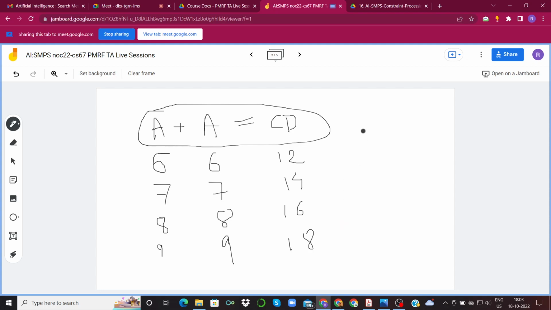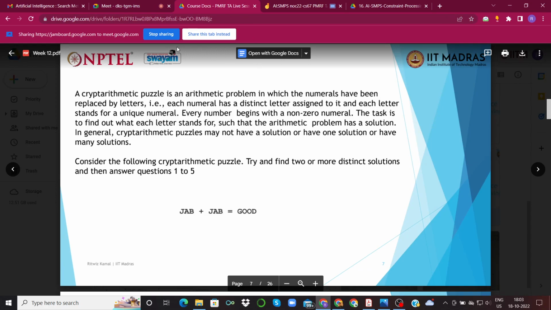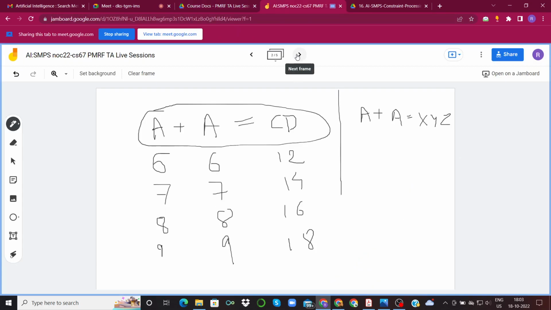We might also have a different type of problem that doesn't have any solution. So we might have something like A plus A equals XYZ. Now, what do you think? Does this problem have any kind of solution? No, that's right. This doesn't have any kind of solution. So this is the kind of premise that we are talking about. Let me show you one more example.